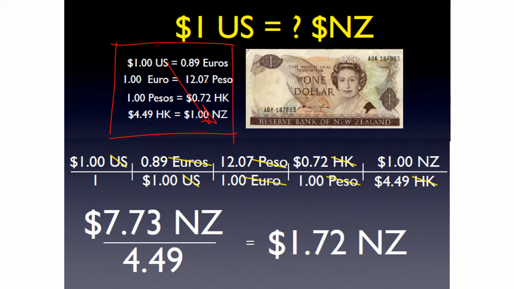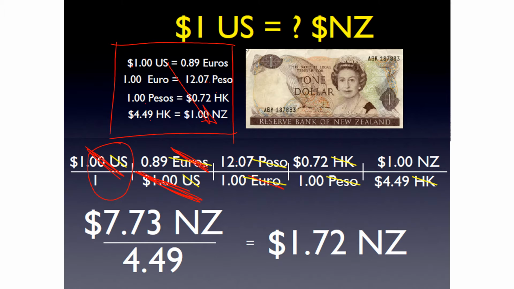So you start off with your 1 US dollar right here, and to go from US dollars to euros, I am going to multiply by 0.89 euros. Now, the reason that I want to multiply by the 0.89 euros and not divide is because I want the dollar in the bottom, so it will cancel with the dollar in the top here. Now, to go from euro to peso, I am going to put the euro unit in the bottom because I want it to cancel out with the euro that's in the numerator, and I'm going to put the 12.07 pesos in the top.